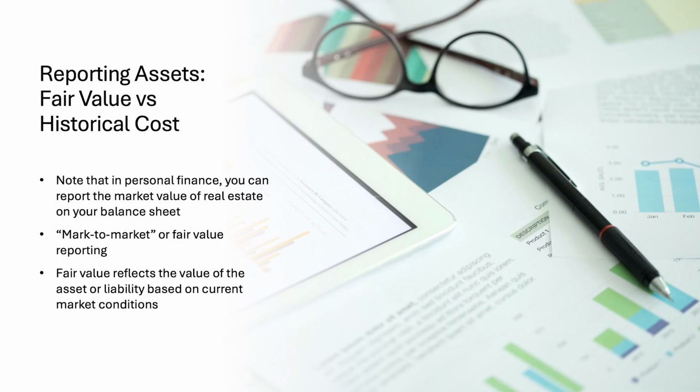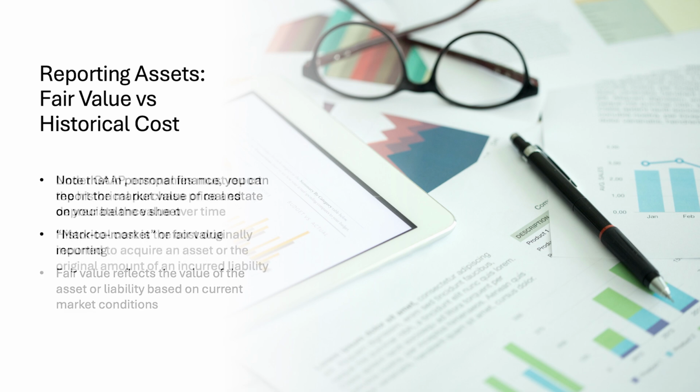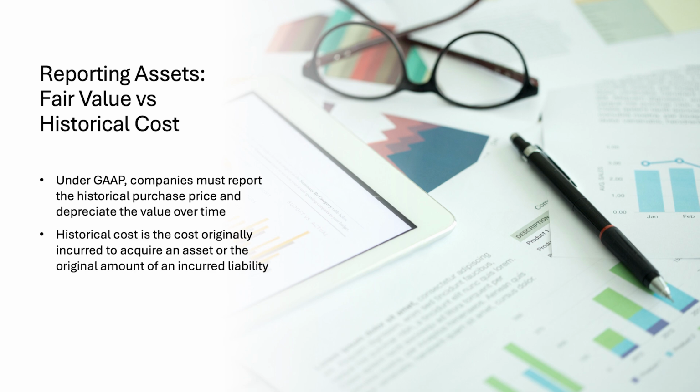An important note about reporting the value of assets on the balance sheet. In personal finance, we typically report assets at market value, what they're worth if we sold them today. However, under U.S. Generally Accepted Accounting Principles, or GAAP, businesses often report assets at historical cost, what they originally paid. In personal finance, we can report the market value of real estate on our balance sheet because we're not subject to the generally accepted accounting principles as an individual. We don't have to use accrual accounting, and we don't have to follow GAAP. And this difference affects how equity is calculated and reported.